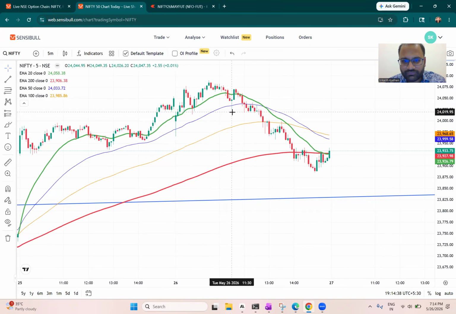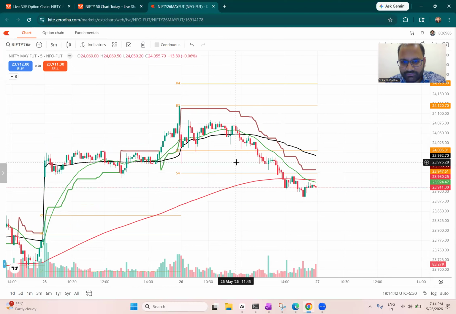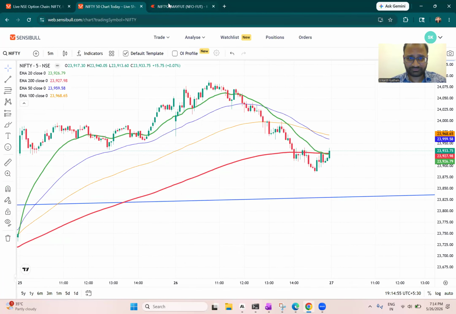11:30 to 11:45. Okay. Even at 11:45, if you look at this futures chart, it's still in between Supertrend and VWAP. So it's still a no-go zone. Okay. Ideally, where I'll be entering a trade is over here, right?